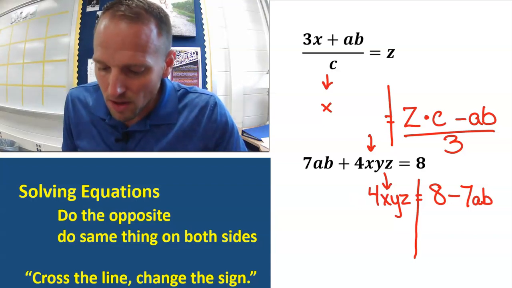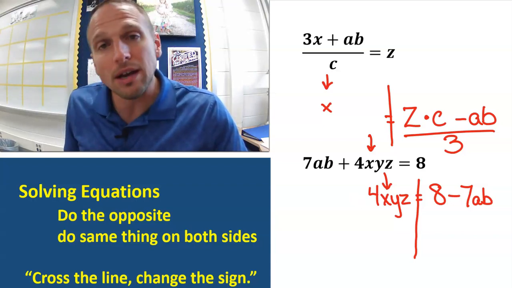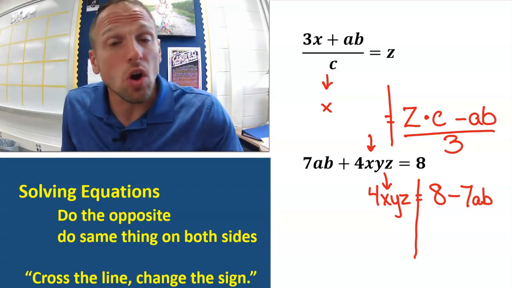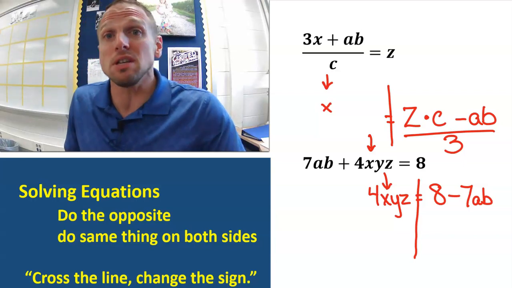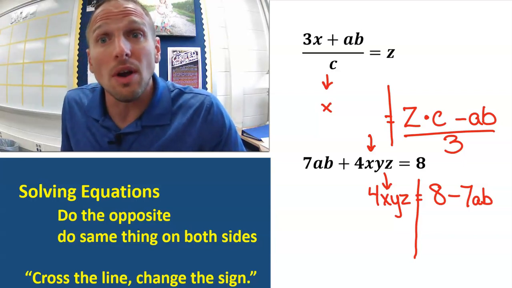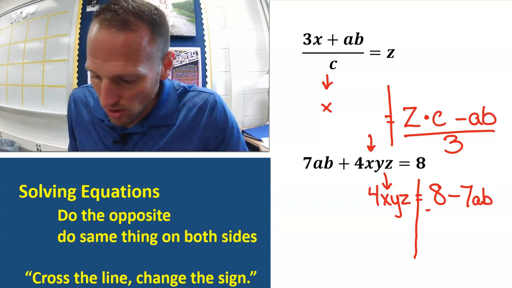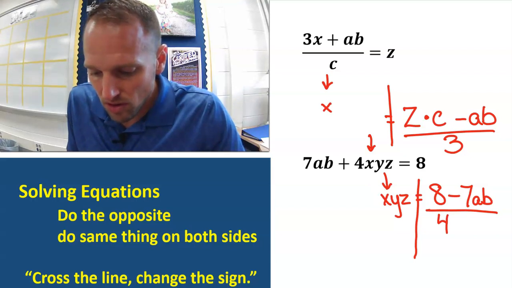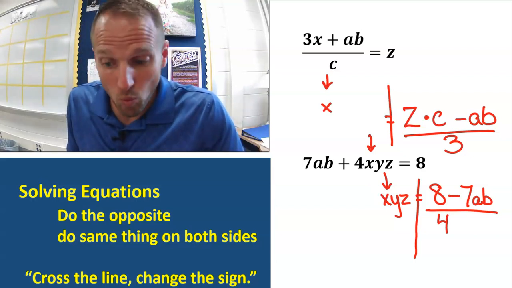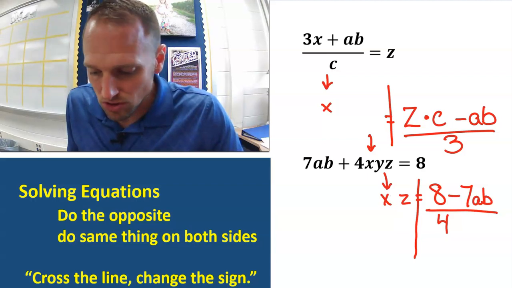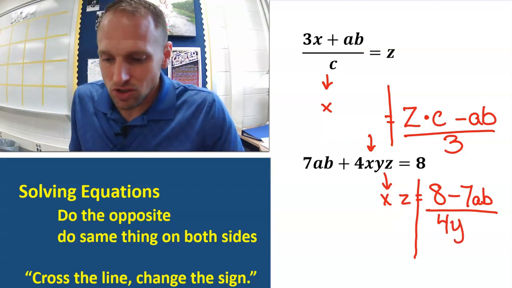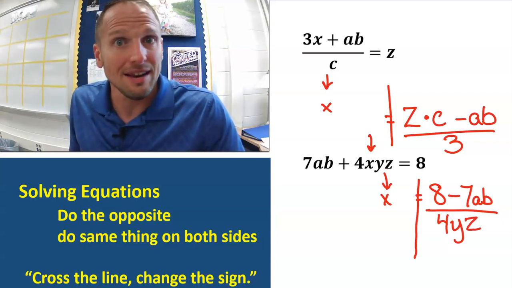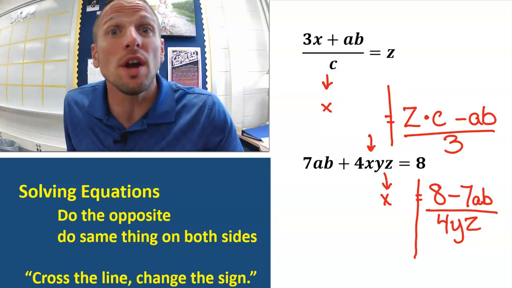Okay, so now we've got 4 times X times Y times Z. Now, they're all together. It's all multiplication. And if it's all multiplication, what's the opposite of all multiplication? It's going to be all division. So watch this. Let's just divide the 4 over. Let's just divide the y over because that's still multiplication. And let's just divide the z over too. Look at that. Our x is by itself. It's isolated. We are done.